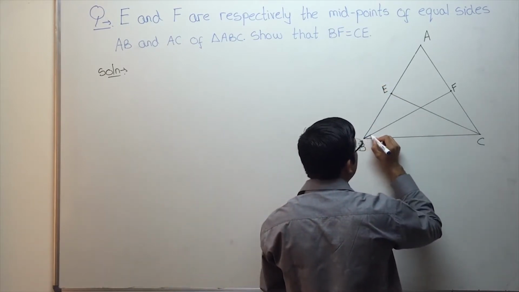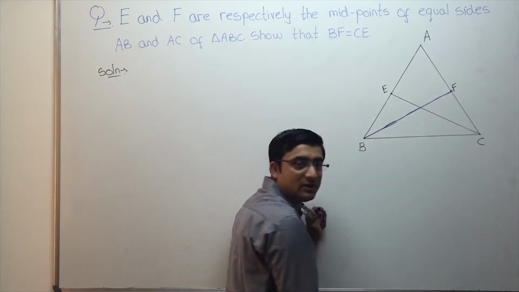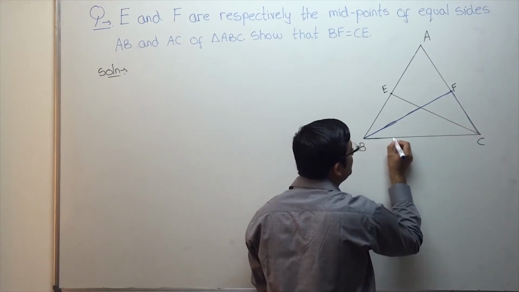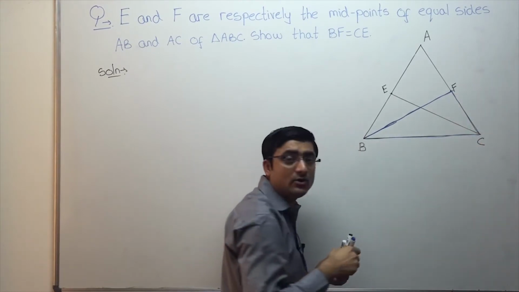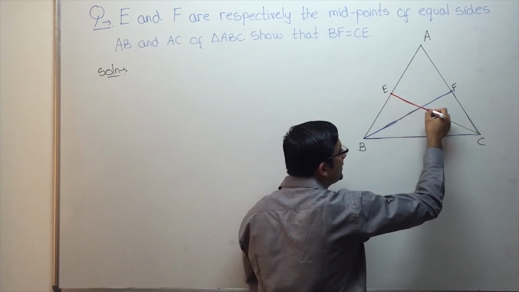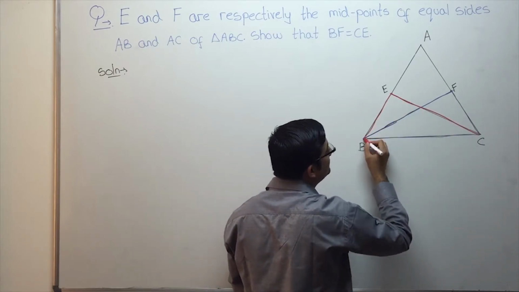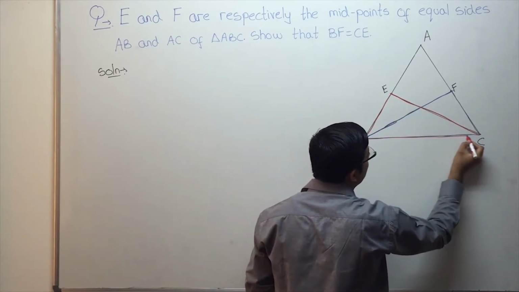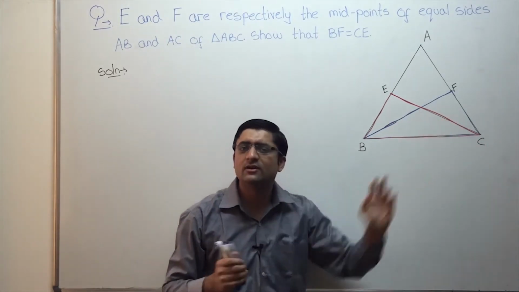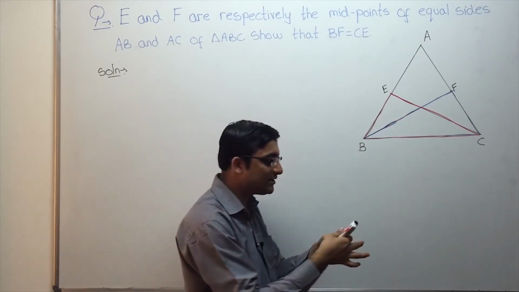First, I want a triangle with BF as its side. So let me first highlight BF. I can take this triangle over here, BFC. Right? Next, I want to show BF equal to CE. So highlight CE. I want a triangle with CE as its side. So I can take this triangle over here. So BC is my common side. Right? So basically, if I can show these two triangles to be congruent, my job will be done. Now, once you've understood this, let's begin with what is given to us.